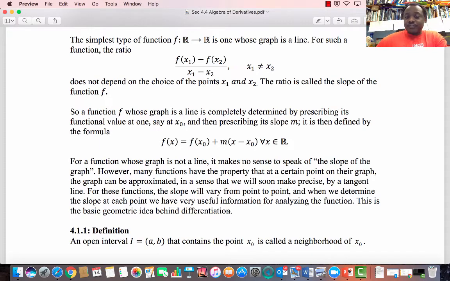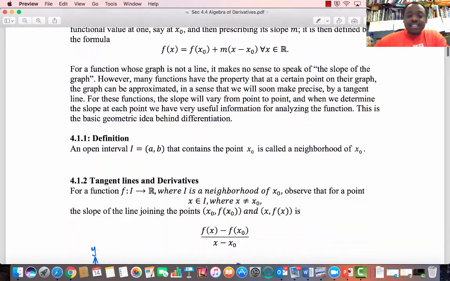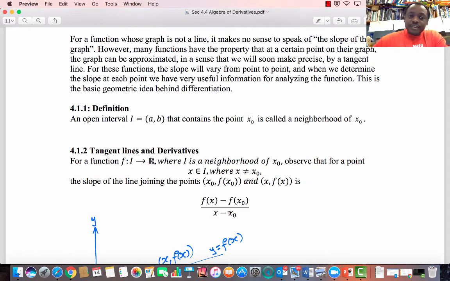So, subsection 4.1.1, definition. An open interval I equals (a, b), a strictly less than b, that contains the point x0 is called a neighborhood of x0. From time to time, I may use the phrase the epsilon neighborhood of x0. That means a very small neighborhood, a very small open interval that contains x0. That will be the epsilon neighborhood of x0.